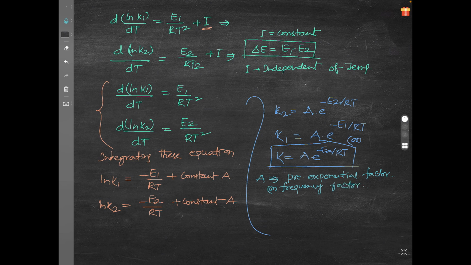Its meaning is that it gives you the binary collisions of the reacting molecules. So A is the pre-exponential factor, or frequency factor. Ea is the energy of activation, activation energy. k is equal to A e^(-Ea/RT). This is known as the Arrhenius equation, and this is the derivation part. Thank you.